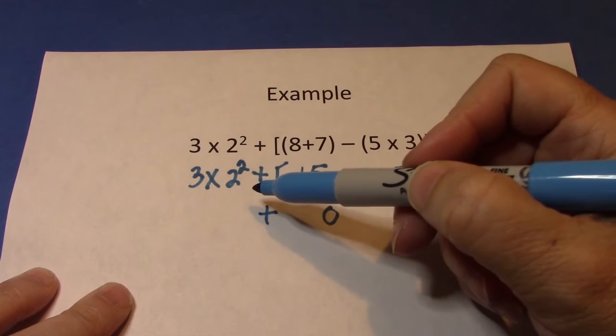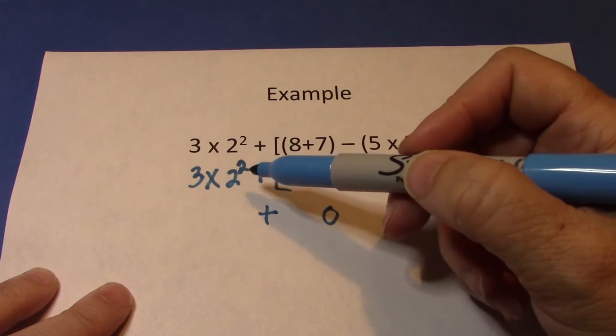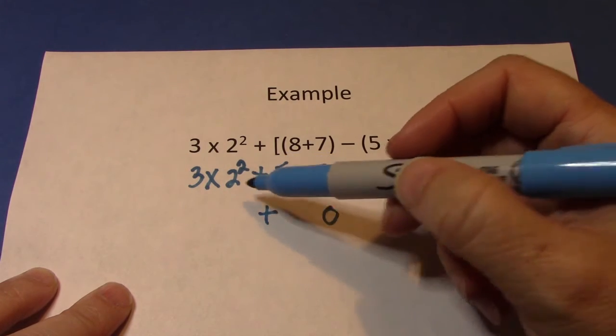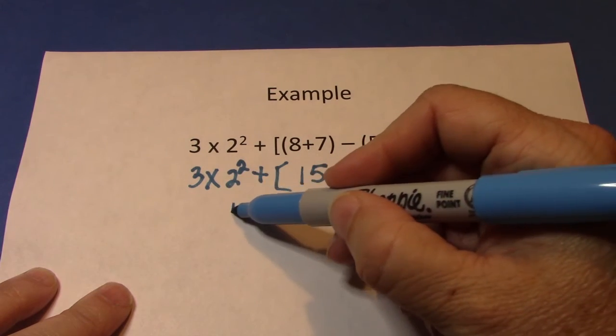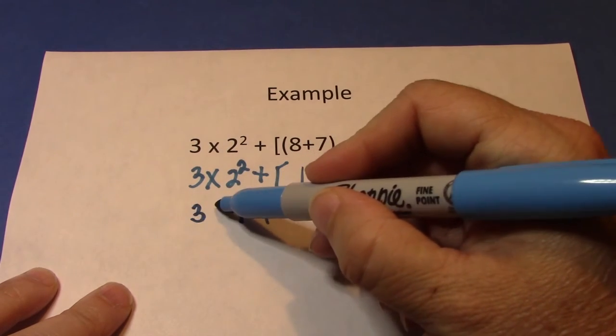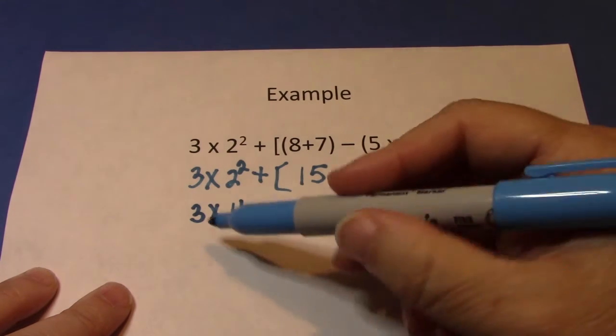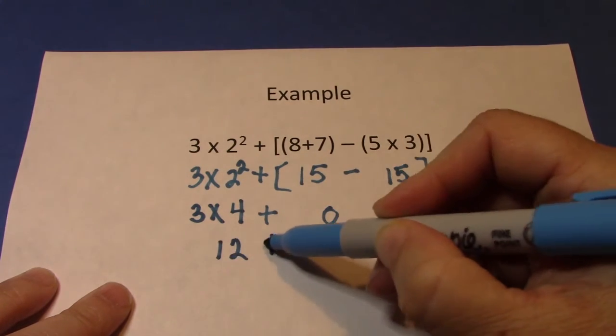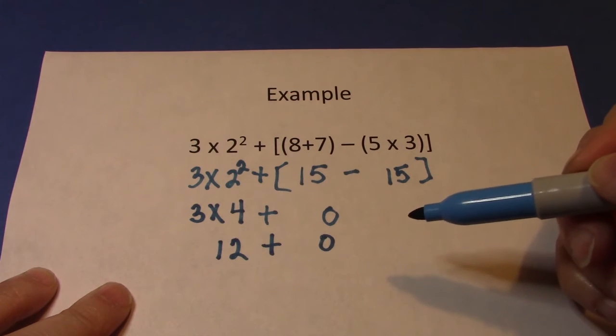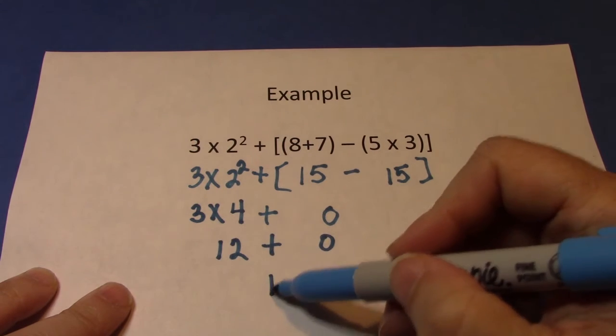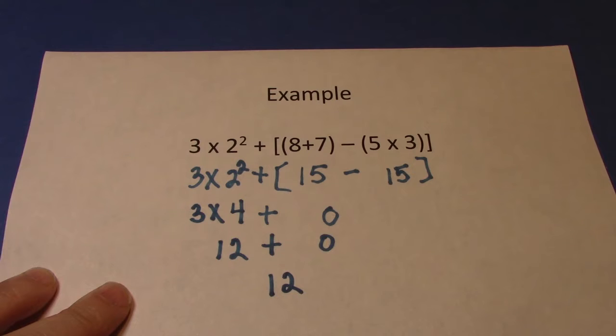Over here we could do these exponents now. 2 squared, there's a whole section on what that means, but that means 2 times 2, which is 4. Now we have some multiplication left, 3 times 4, so that's 12. And the final addition, 12 plus 0, 12.